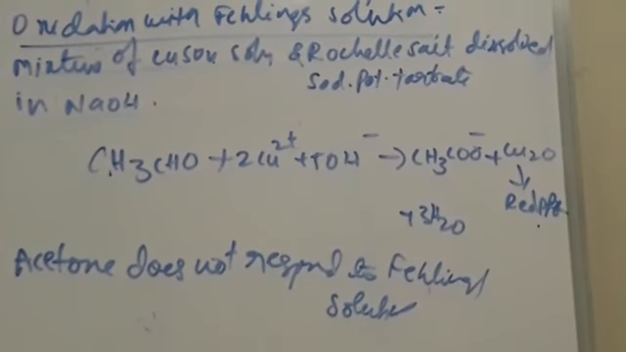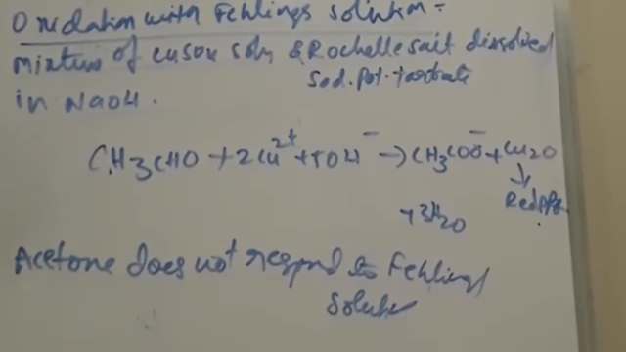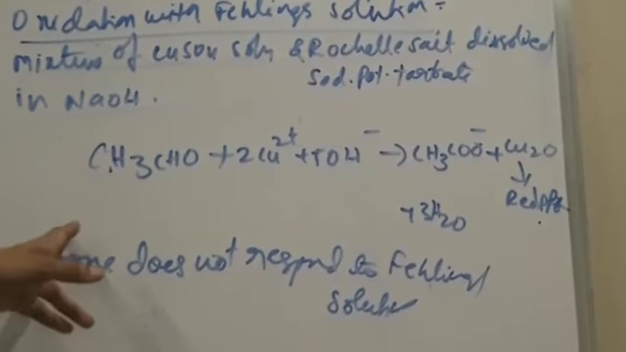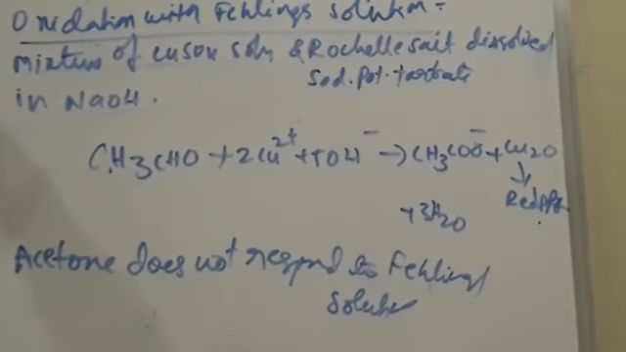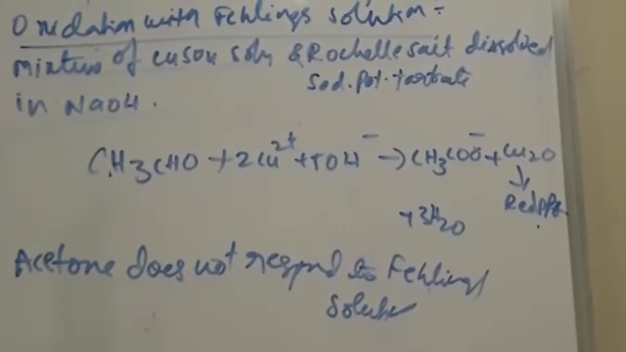So here aldehydes, only aldehydes respond to Tollens reagent and Fehling's reagent. With the Tollens reagent they form a silver mirror and Fehling's reagent gives a red color precipitate. Okay.